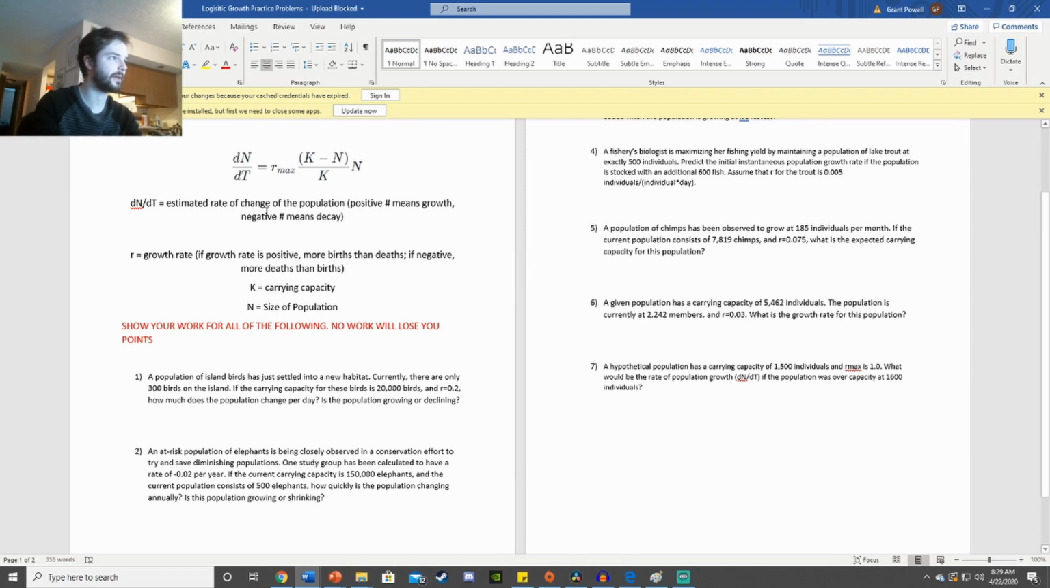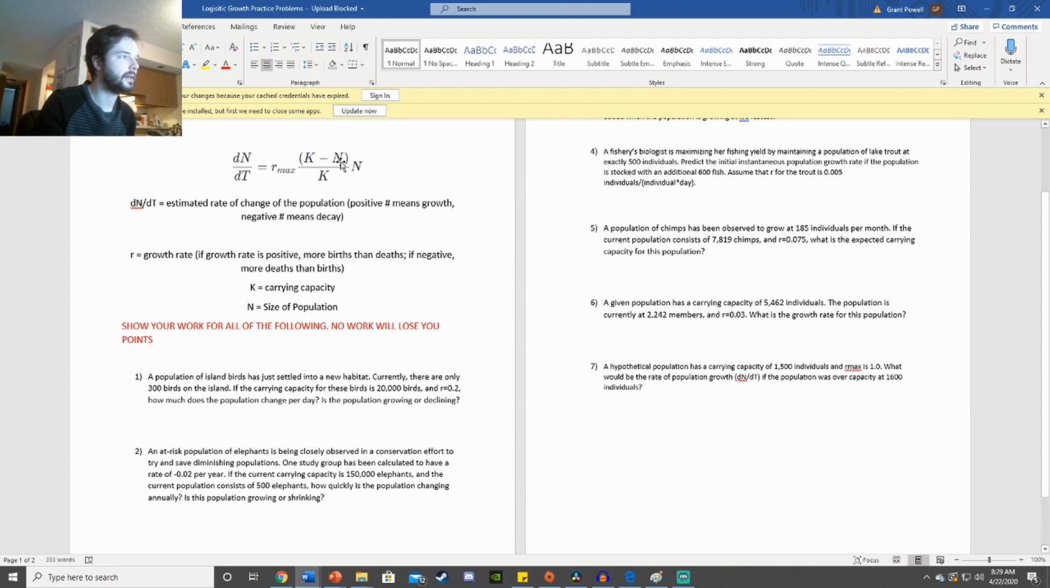dN over dt is the estimated rate of change, so like how many organisms are you gaining or losing per day? That's different from the R max. R is the growth rate, so like continuous growth rate is over time, and that's based off a percentage. This is based off of an actual number of how many are you gaining every day. It's a little confusing. That's why I always gave you R, just to keep it simple. So you will never have to solve for R. So if it says the rate, you're looking for the final thing, the dN over dt.